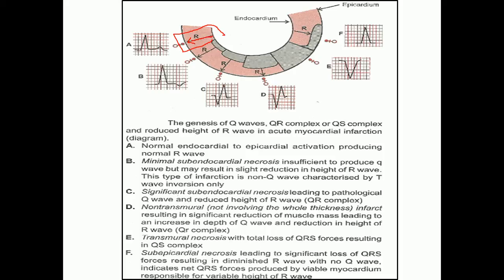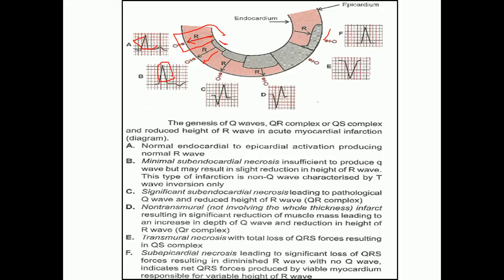and in normal myocardium, the depolarization occurs very systematically from subendocardium to subepicardium, and its vector is very intact and produces a very normal R wave here. Once some ischemic injury or infarction occurs in the subendocardium or subepicardium, the place of the normal vector is decreased, producing a smaller R wave than the expected normal R wave here.